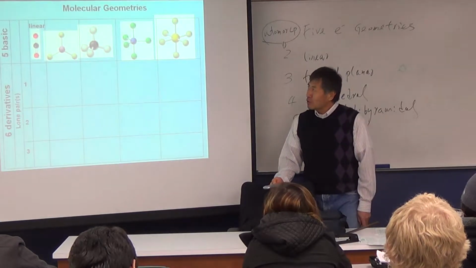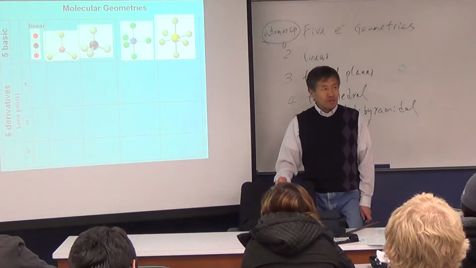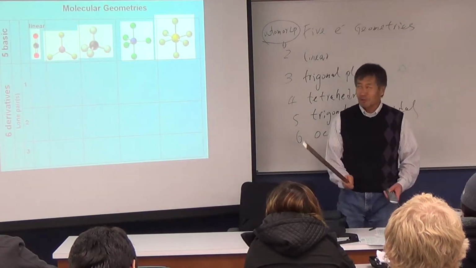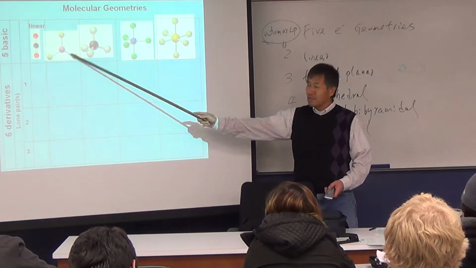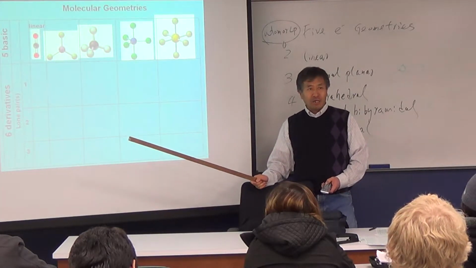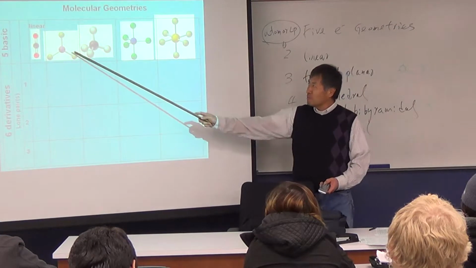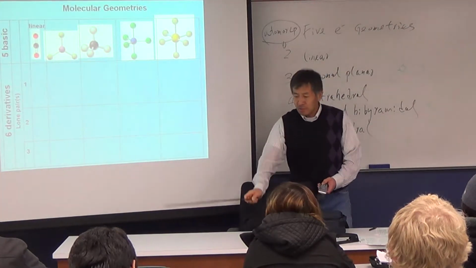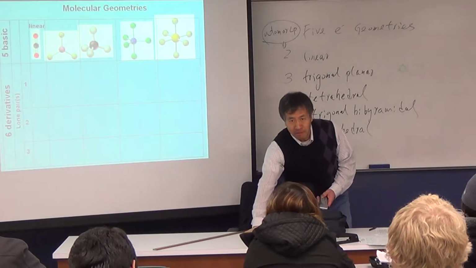And now let's review the names, right? So the first one is called linear. Get it? That's linear, obviously very straightforward. And the second one is called trigonal planar. Be very careful: planar means all these 4 atoms are on the same plane.